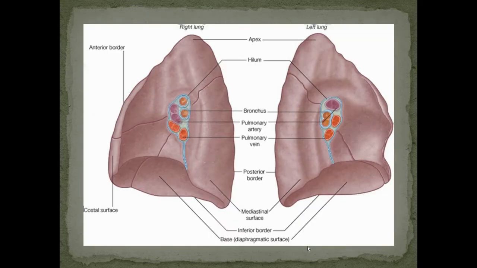We can see this picture. This is the mediastinal surface. We can see some impressions on this surface, and we can see the hilum from which structures enter the lung, and only from this place can they leave the lung also.